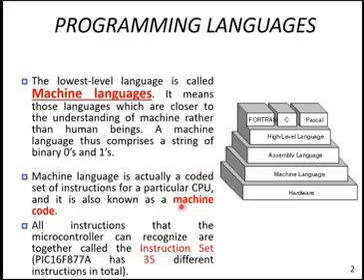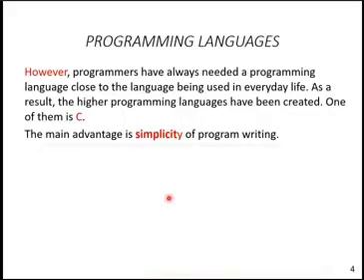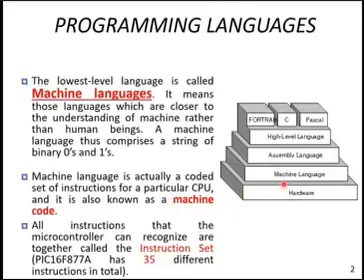So what is machine language? Machine language, we also call it machine code. Basically, machine code is a code that consists of a string of binary 0 and 1. So the code can be something like this: 1001, 001, and so on. This is binary language or machine code.